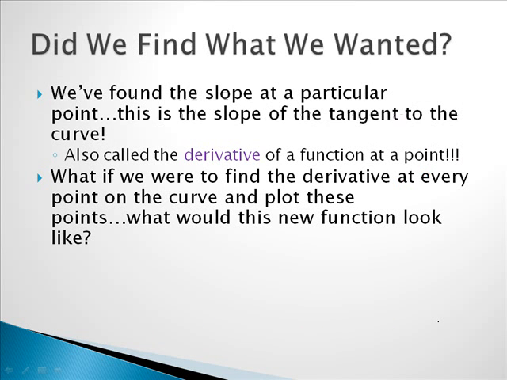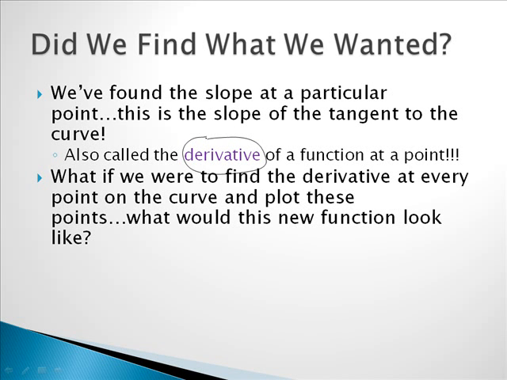So did we find what we wanted? Yes, because we were after the slope at a particular point, so at P1, and that was the slope of the tangent line to the curve. So at the point x equals 1, which was P1, we found that the tangent has a slope of 2. So we did indeed find exactly what we were looking for. And this is also called the derivative of a function at a point, and that's a very important word from calculus. And again, all we're referring to is the slope of the tangent line.